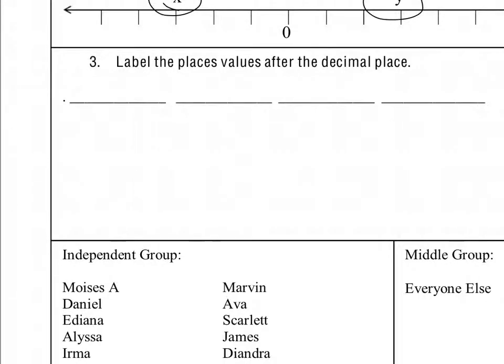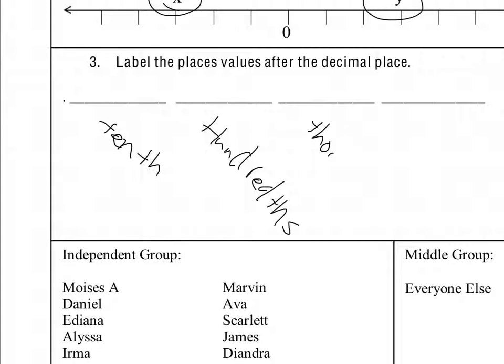Alright, label the place values below. We should have this as the tenths, hundredths, thousandths, and the 10 thousandths.